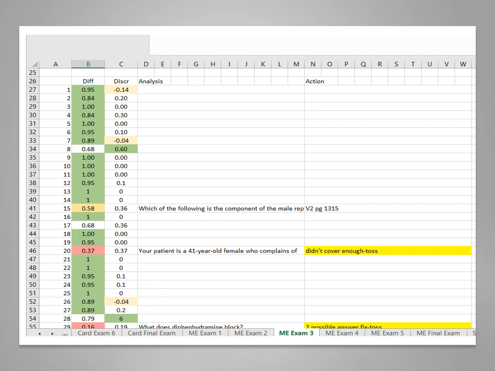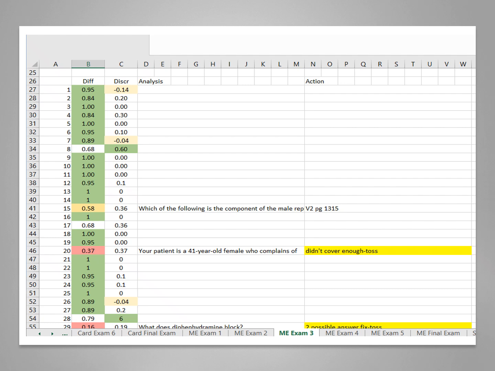In this case, I found that there were two plausible answers. So I put in there that we needed to fix it and toss it, and gave a point back to the students. As you can see in number 15, we have that 0.58 versus a 0.36. I put the question in there for the validity of knowing what that number of tests goes to. However, if you notice, it says volume 2, page 1315. It means that I was able to source the information correctly. So in that sense, this test item is going to stand.